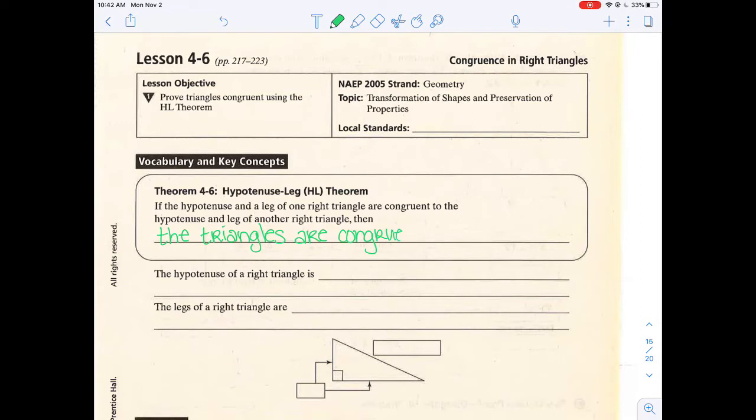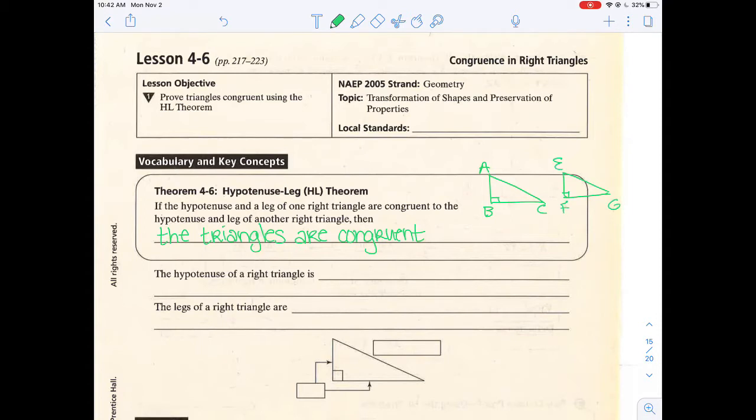And they didn't have a picture for this one, but I'm going to draw one just for reference. It's not going to be the best because I'm not a great artist, but we'll go with it. Okay, I've got two right triangles, A, B, C, and E, F, G.